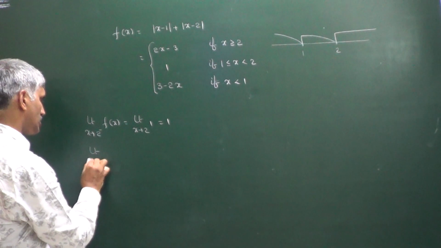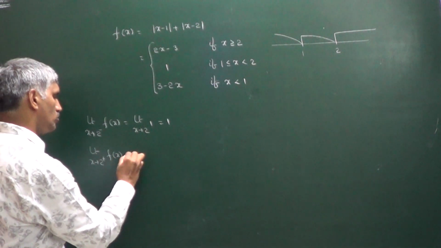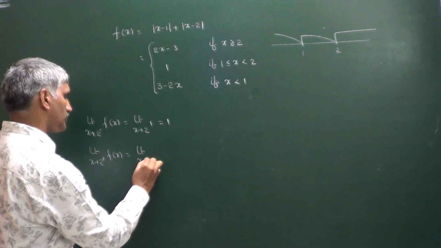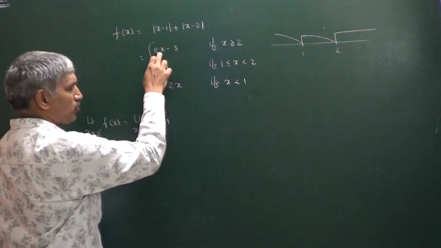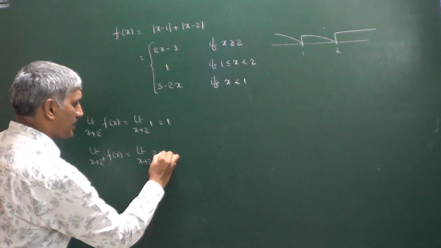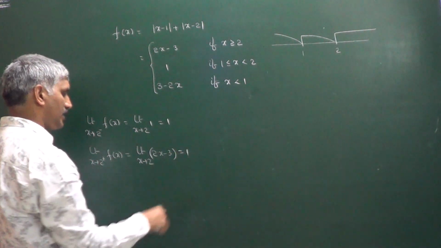Next, limit x tends to 2 plus f of x. Come on, tell me. 2 plus means greater than 2. Greater than 2 case the function is 2x minus 3. Come on, apply the limit. 2 twos are 4 minus 3, we are getting 1.